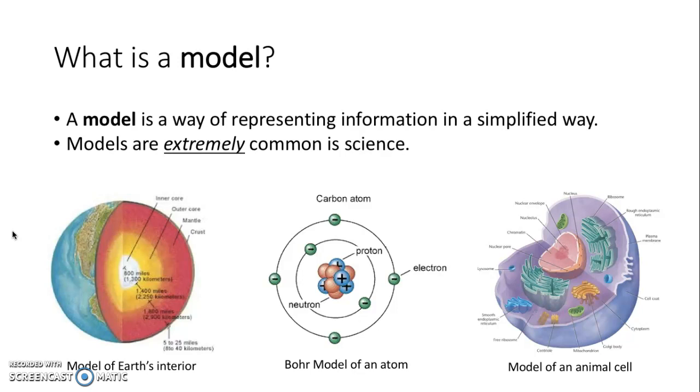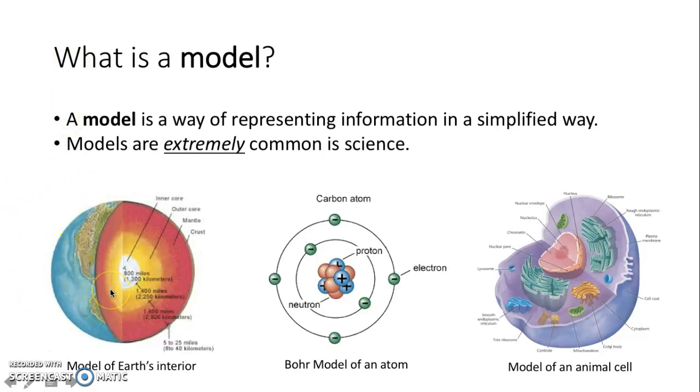Now that we have some experience building models, we're going to look at what a model is. A model is basically a simple representation of a natural phenomenon. Models are unbelievably common in science, and sometimes people forget that they are just models. They're not real.